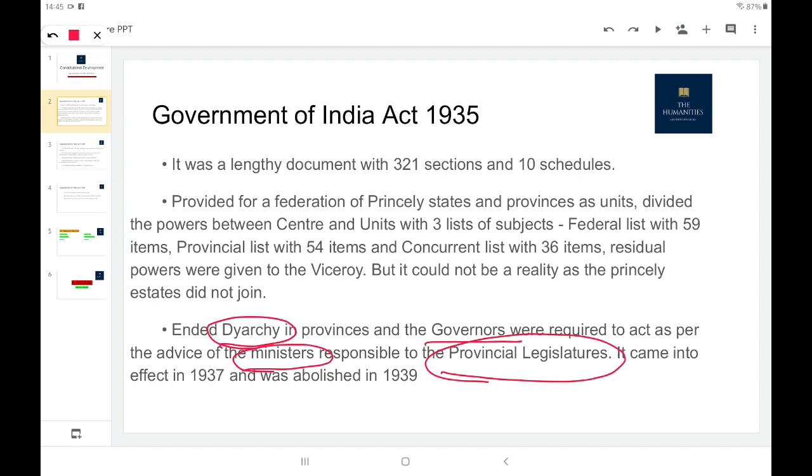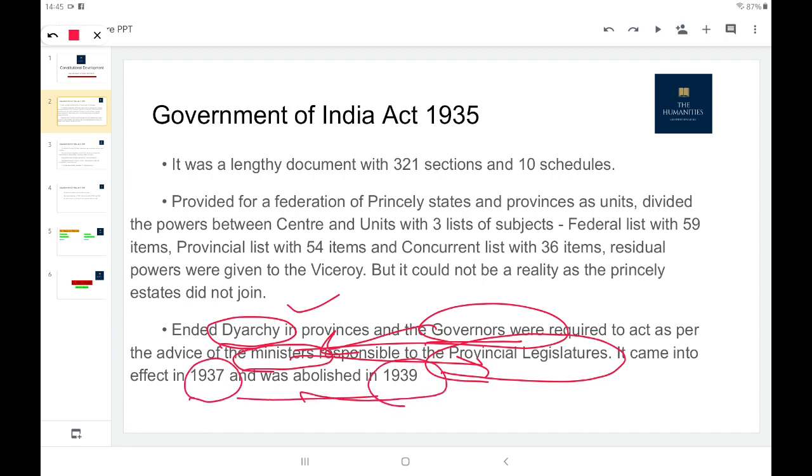So that diarchy was abolished with this act, and after this, in the provinces, the governor was made responsible to act according to the advice of the ministers, and the ministers were made responsible to the legislatures. Now this system, the end of diarchy and the governor acting on the aid and advice of the ministers, came into effect in 1937 and was abolished in 1939. So it was only for 2 years. It was not for a long time.